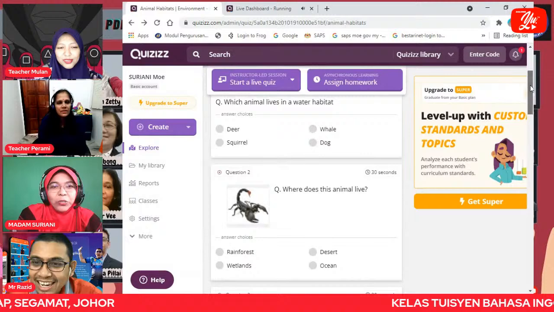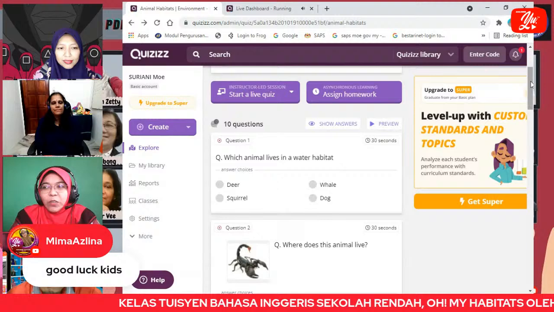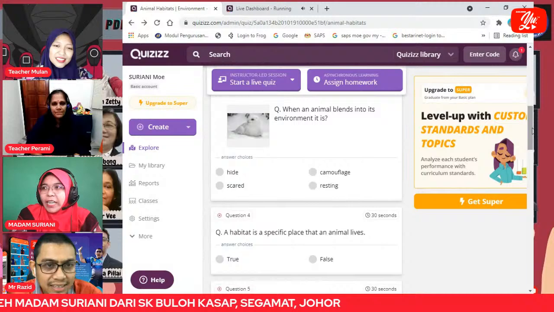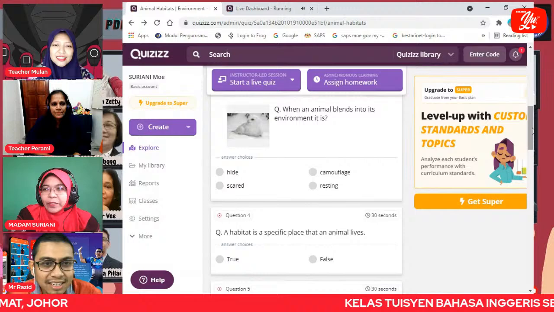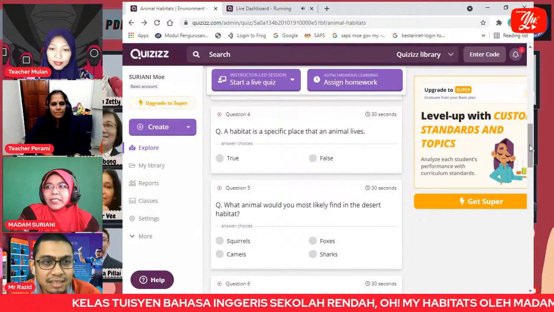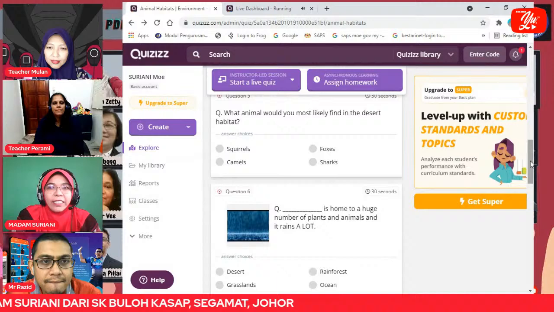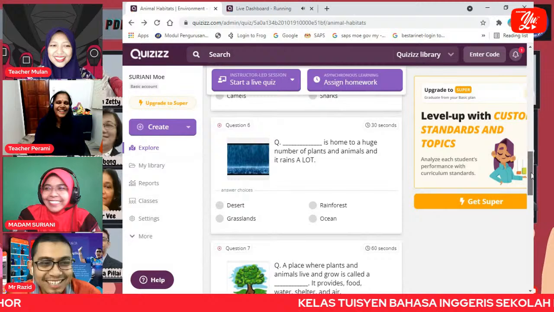Question number one, which animals live in a water habitat? Question number two, where does this animal live? When an animal blends into its environment... Question number four, a habitat is a specific place that an animal lives, true or false? Question number five, what animal would you most likely find in the desert habitat?